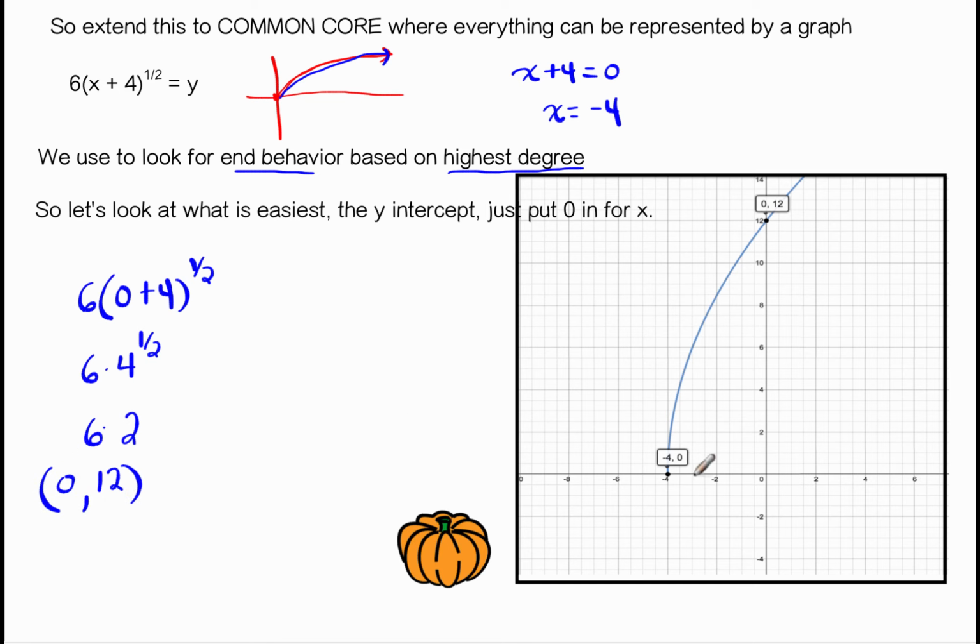Now, based on those two principles, the fact that we know its x-intercept is -4, we know its y-intercept is 12, since it's raised to the 1/2 power, it should look like a square root function, which slowly increases, and voila, we've got a graph.